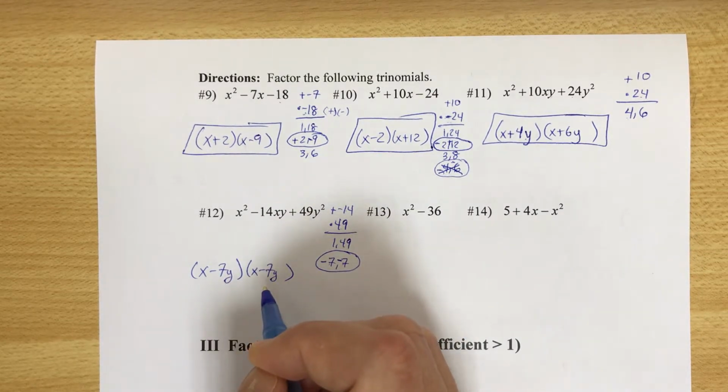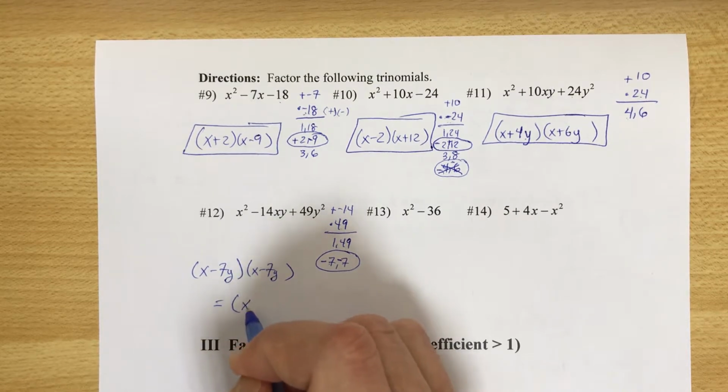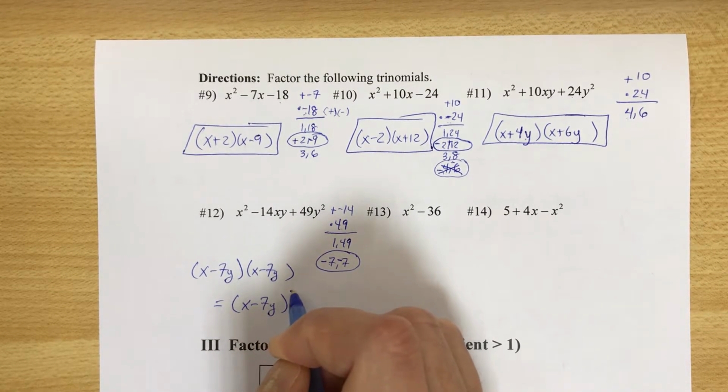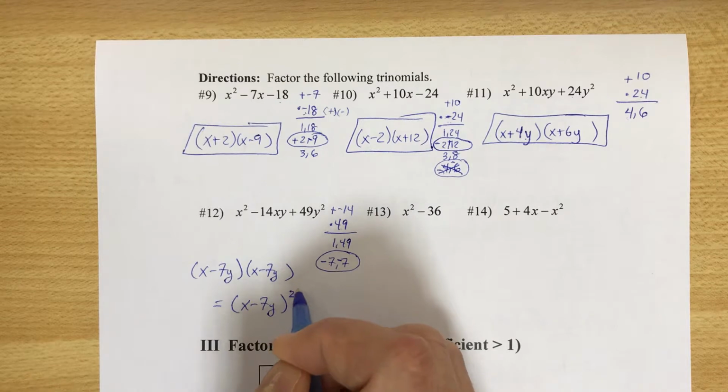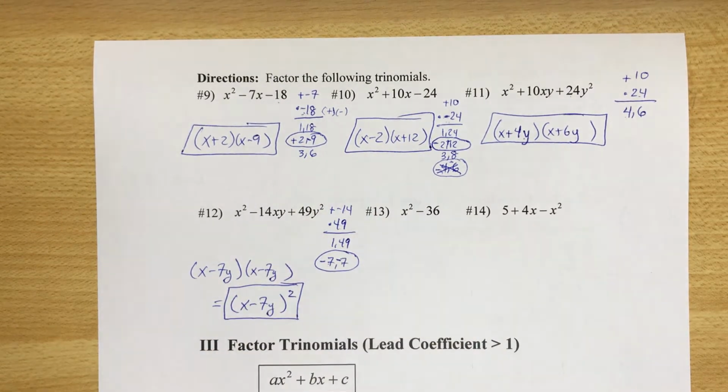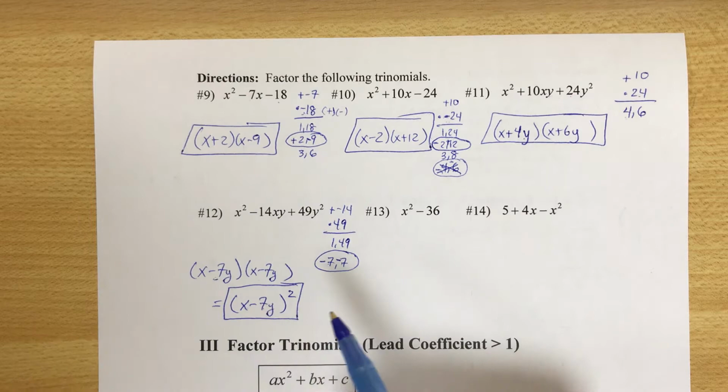And actually, since these are the same, you could write this as x minus 7y, parentheses, that whole thing squared. Either way is good, but that's x minus 7y. A number times itself is a number squared.